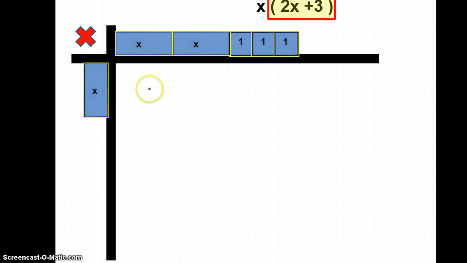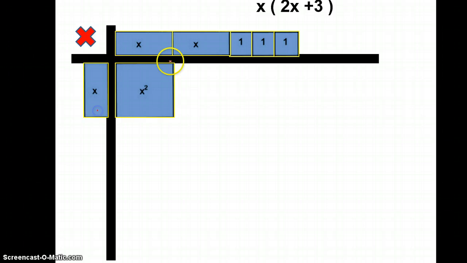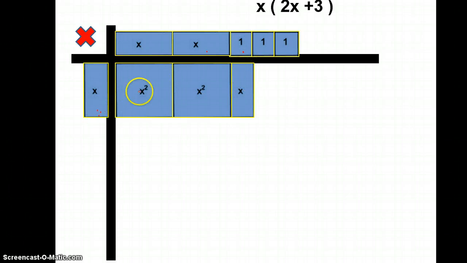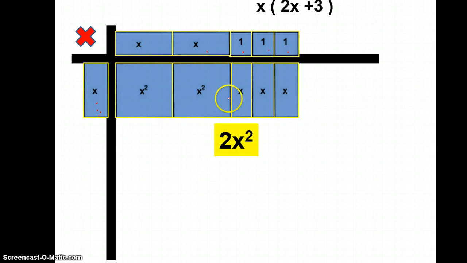So let's start here. X times x is going to be x squared, and another x times x would be another x squared, and x times 1 is x, again x times 1, and again x times 1. So I'm left with 2 x squareds and 3 x's. Again, everything's positive. We just want to start off really simple. So that's how the algebra tiles work to multiply polynomials.